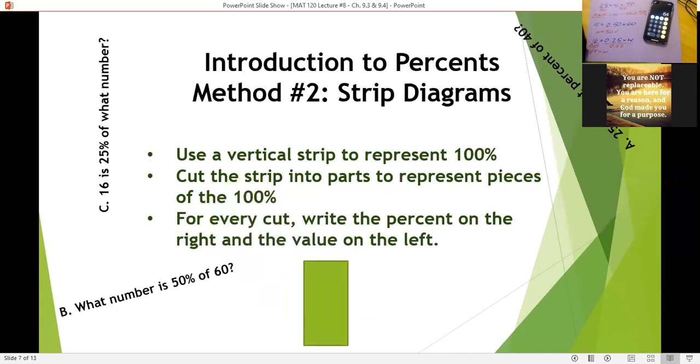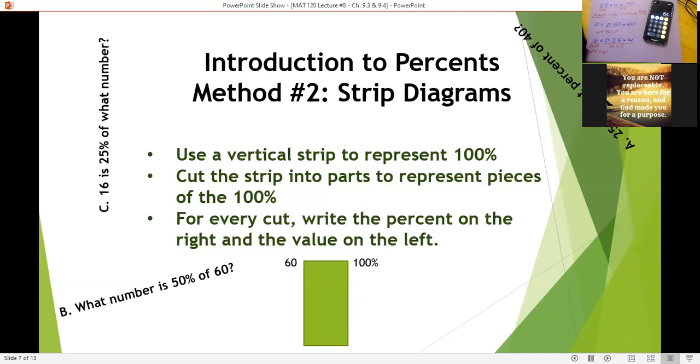There you go. Notice that the strip diagram will always, always, always represent 100%. And this is something you'll always rely on. 100% always goes on the top right. On the left, we have the number that is associated with the percent. In this case, the whole in the story is 60. So 60 and 100% are the same quantity. And notice on the left side, we have a 60. On the right side, we have 100%.